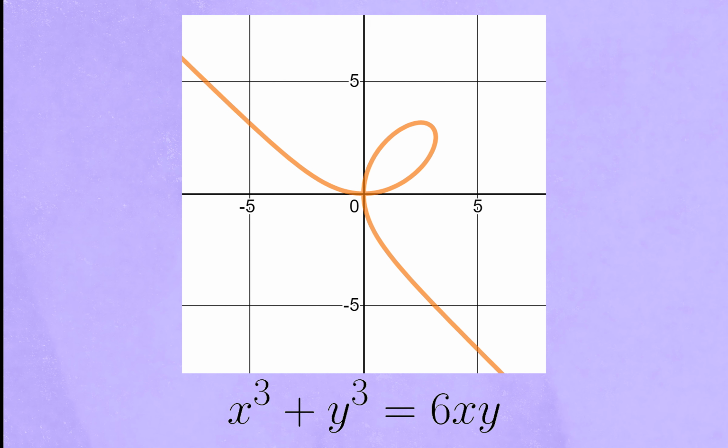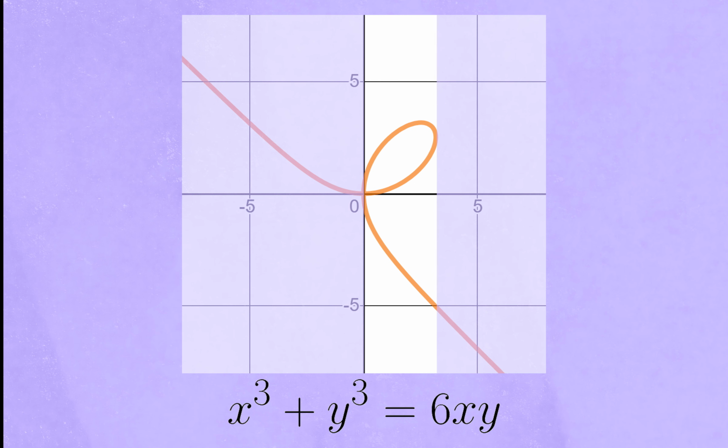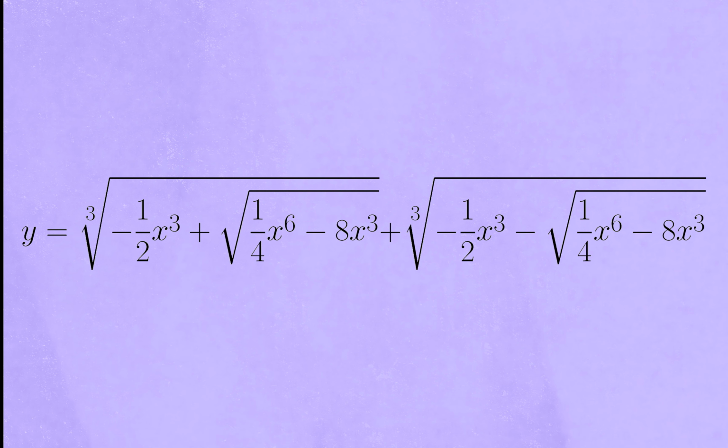Let's take a look at a second example. The folium of Descartes is defined by the equation x cubed plus y cubed equals 6xy and looks like this. As you can see, there is a part where vertical lines intersect the curve in three different places. So if we were to solve for y, we would get at least three different functions. Just for fun, one of the solutions looks like this monster.